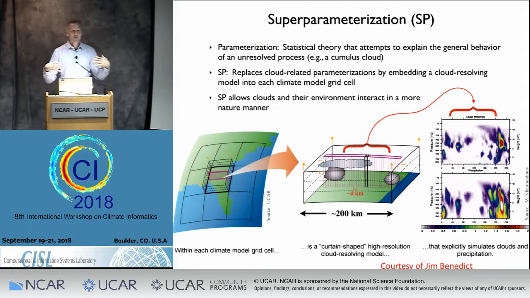Another approach that creates a little bit more computational efficiency is called superparameterization. This was an approach also developed at NCAR, and it also filtered into Colorado State University. The idea here is that you have your larger model grid cell that might be 100 kilometers on a side, and superparameterization replaces all of the cloud-related parameterizations within it by embedding a two-dimensional cloud-resolving model within each model grid cell. This example shows a curtain of 4 kilometer grid spacing grid cells that are oriented east-west that are used to explicitly simulate clouds.